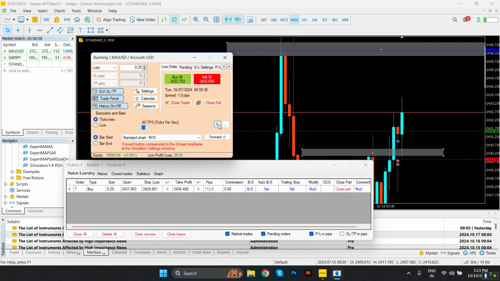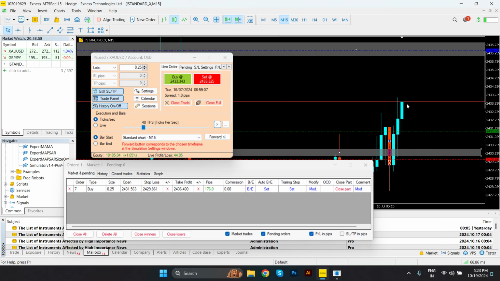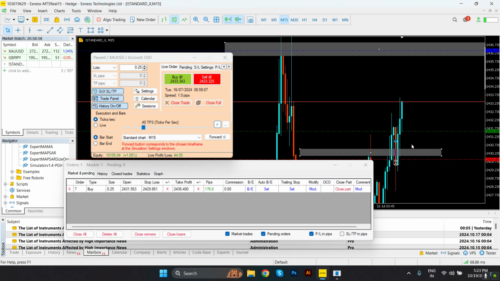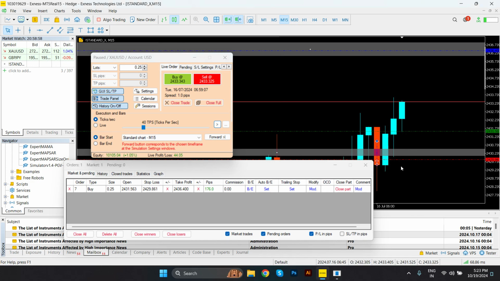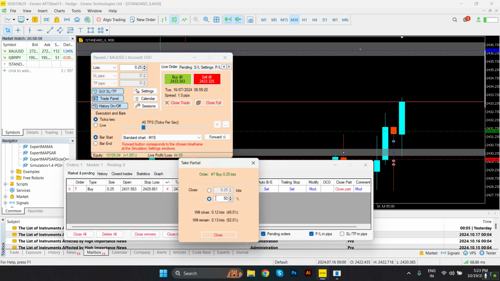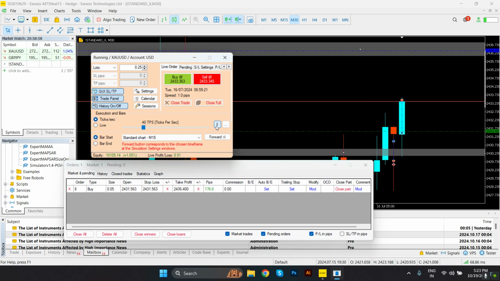2 minutes left for this candle to close. Okay, now yeah, we are already up $44, 17, 18 pip. Now you can do two things. You can either move the stop loss to break even, or just wait for a candle to close, or close partial. Let's just close partials and then break even.